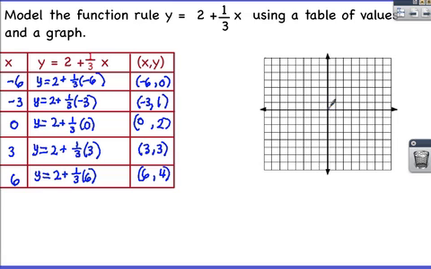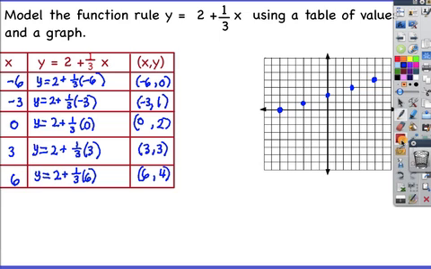And now we go ahead and plot those ordered pairs. 1, 2, 3, 4, 5, 6 to the left, and 0 on our y. Negative 3, 1. 0, 2. 3, 3. And 6, 4. And then we can connect those with a straight edge.